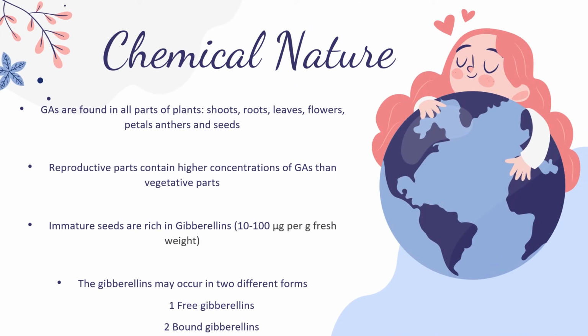Gibberellins are found in all parts of higher plants, including shoots, roots, leaves, flowers, petals, anthers and seeds. Gibberellin activity has also been shown in plastids. In general, reproductive parts contain much higher concentrations of gibberellins than the vegetative parts. Immature seeds are especially rich in gibberellins and are the most favored plant parts for the isolation of gibberellins and their study. In mature seeds, the gibberellins tend to form their derivatives. In plants, the gibberellins may occur in two different forms: free gibberellins and bound gibberellins.